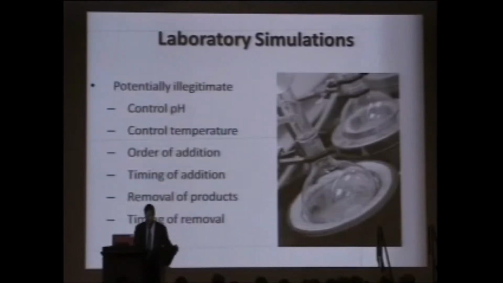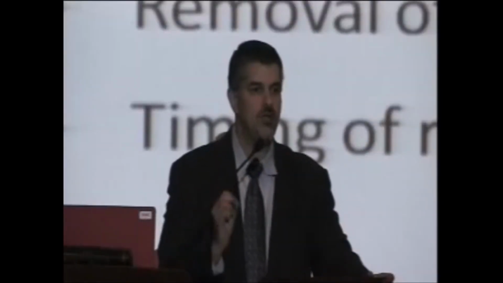But the question is, at what point does that researcher involvement cross the line and no longer become legitimate, and make the experiment artificial? Is it legitimate to control the pH, to control the temperature? Is it legitimate to vary the order of addition, the timing of addition of reactants, the removal of products? When do you stop the reaction? These can all influence the outcome of the experiments and make what should be failure a success in the laboratory. Let me give you an example of where this plays out.